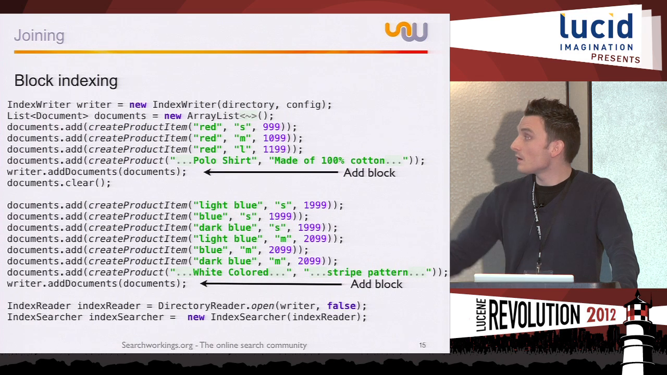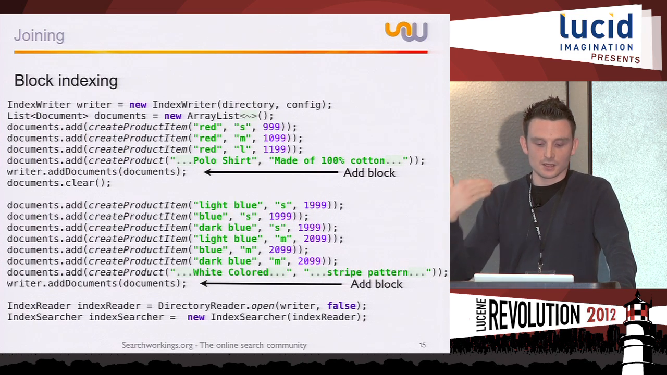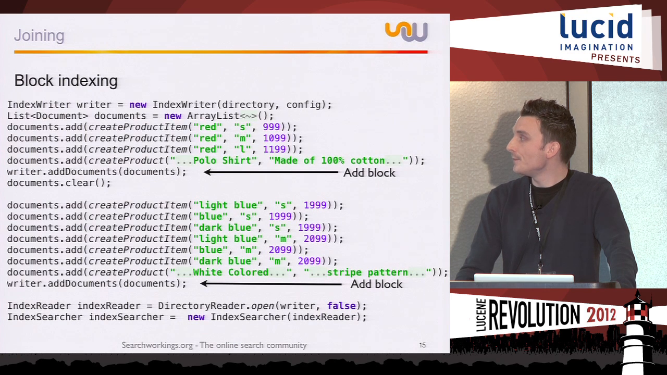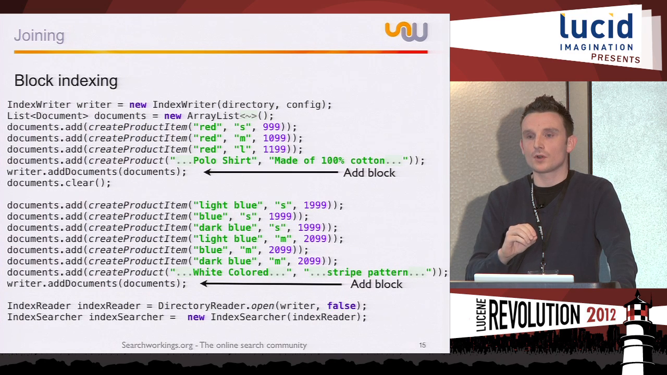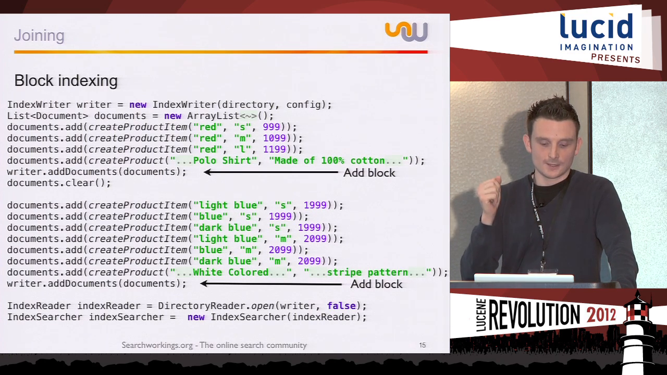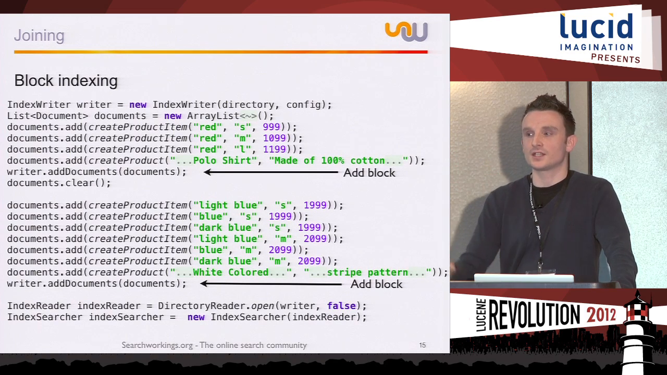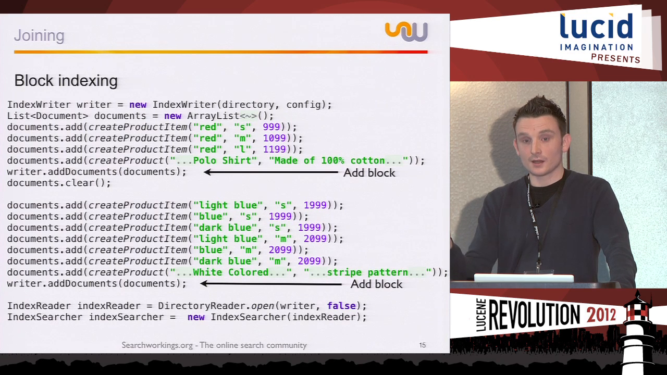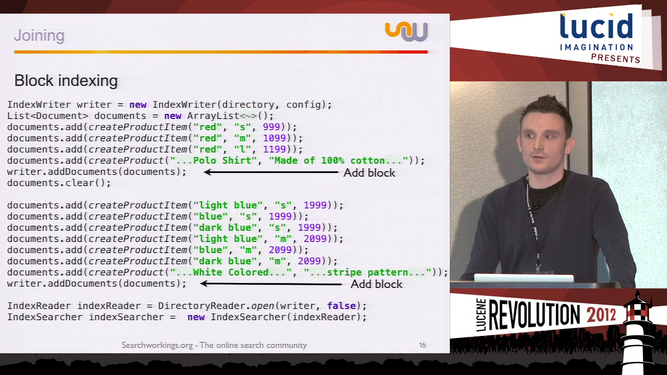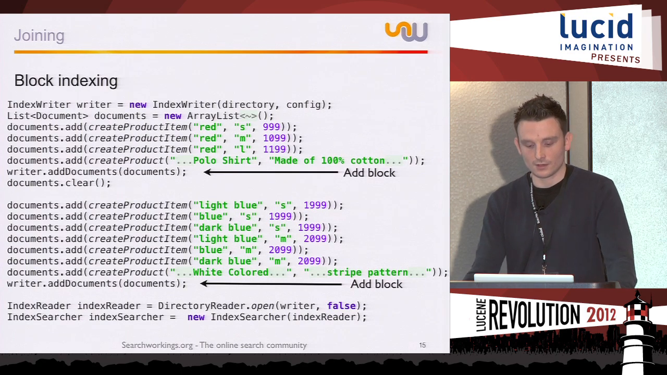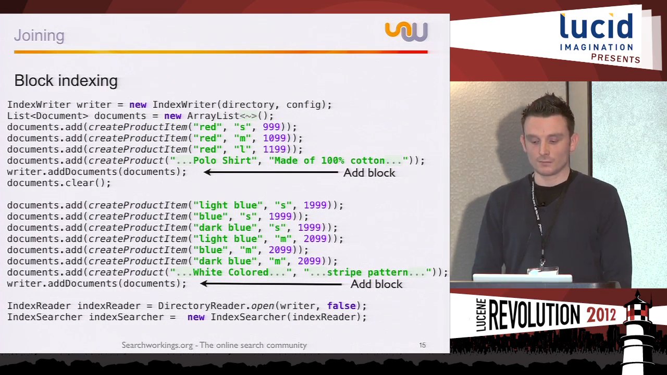So for block indexing, we create an index writer, we have a list of documents, we add those documents to the index, and the last document we add is the product. Documents are added in a specific order, and the IDs are assigned in the specific order of the list. We clear the list. We add some more product items, and the last document we add is the product. We add it again, and so you have a kind of order in the index. When you're done, you open a new index reader and index searcher, and you can use the block join queries.